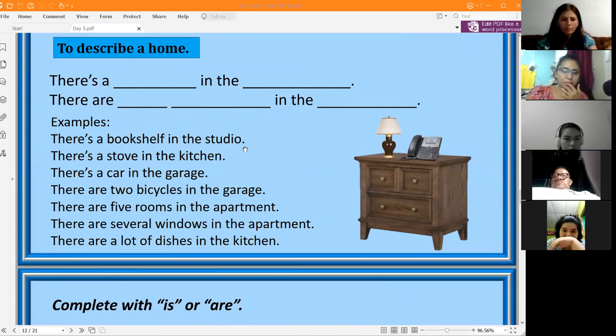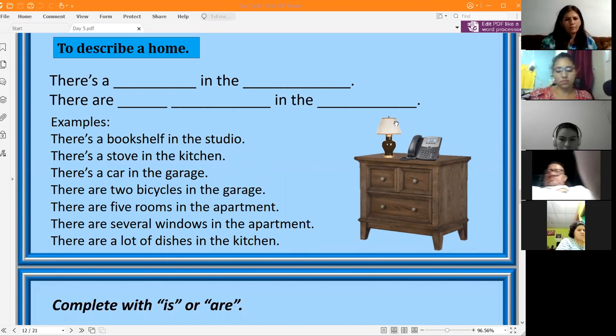There's a bookshelf in the studio. There's a stove in the kitchen. There's a car in the garage. There are two bicycles in the garage. There are five rooms in the apartment. There are several windows in the apartment. There are a lot of dishes in the kitchen. Over here, there is a table lamp on the dresser. There is a telephone on the dresser.